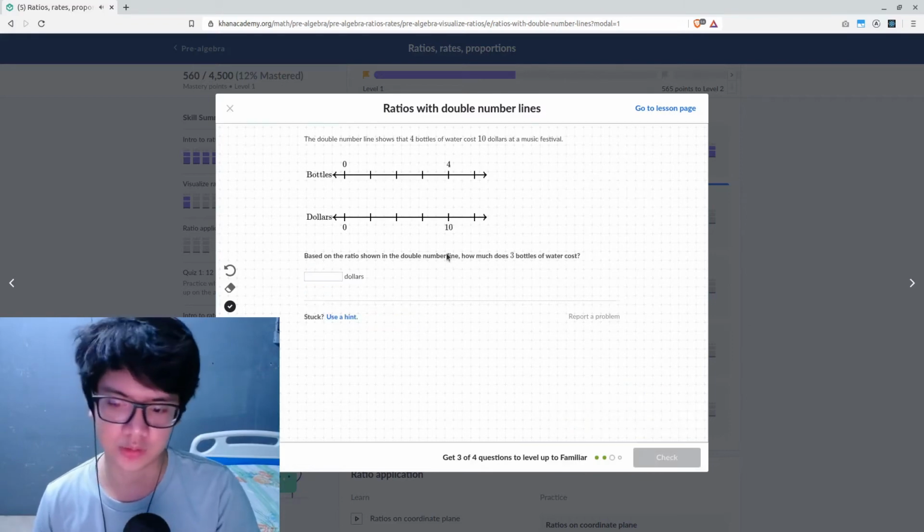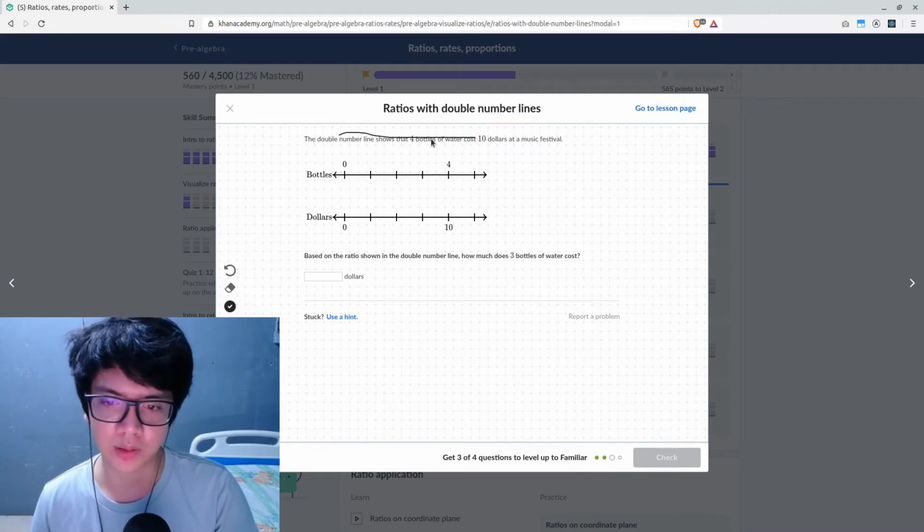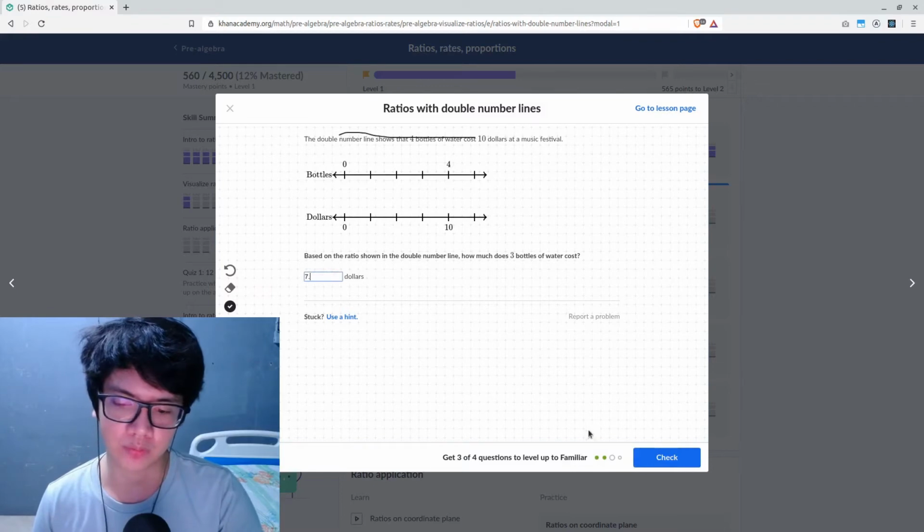4 bottles of water cost $12. How much does 3 bottles of water cost? Okay, so it's 3 per one. 3, 6, 9. Please be correct.